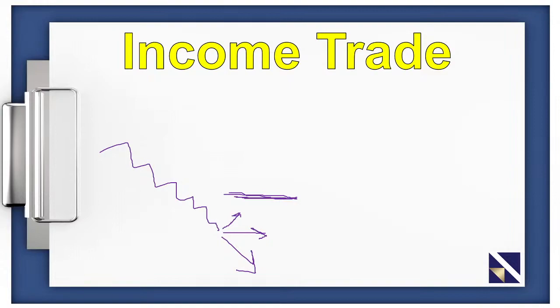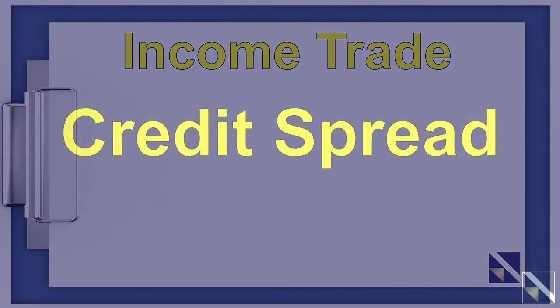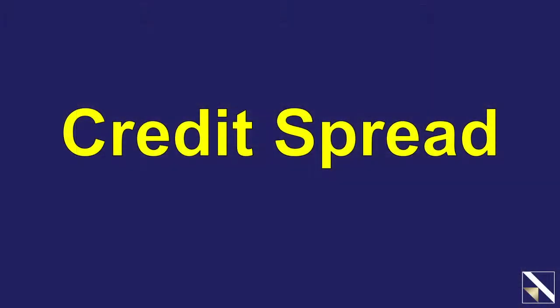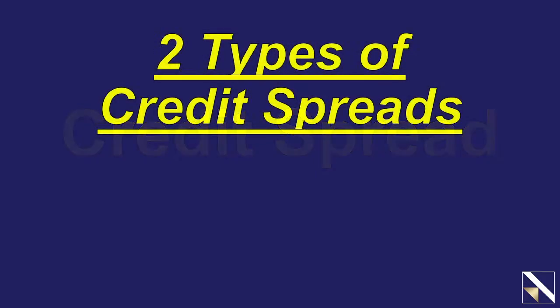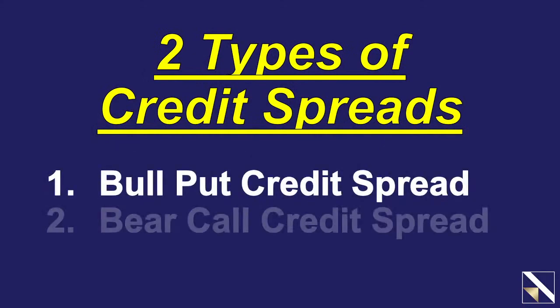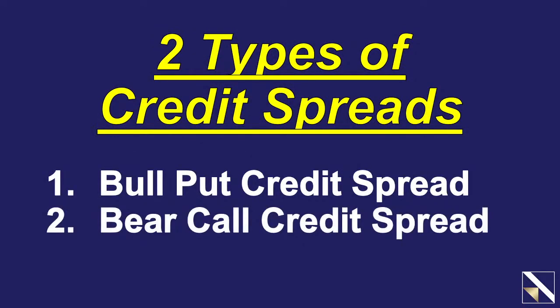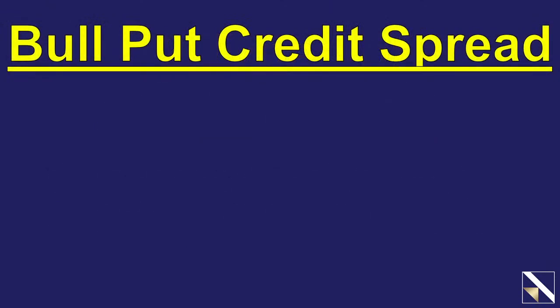All right, so now let's add a second layer. This is going to be layer 2 of your knowledge sandwich. Let's now talk specifically about the income trade that we're here to talk about, which is a credit spread. Now, there's two types of credit spreads. One is a bull put credit spread. One is a bear call credit spread. And I don't want you to get freaked out by those names, especially if you're in the 25% who have no experience. I'm going to break it down for you.